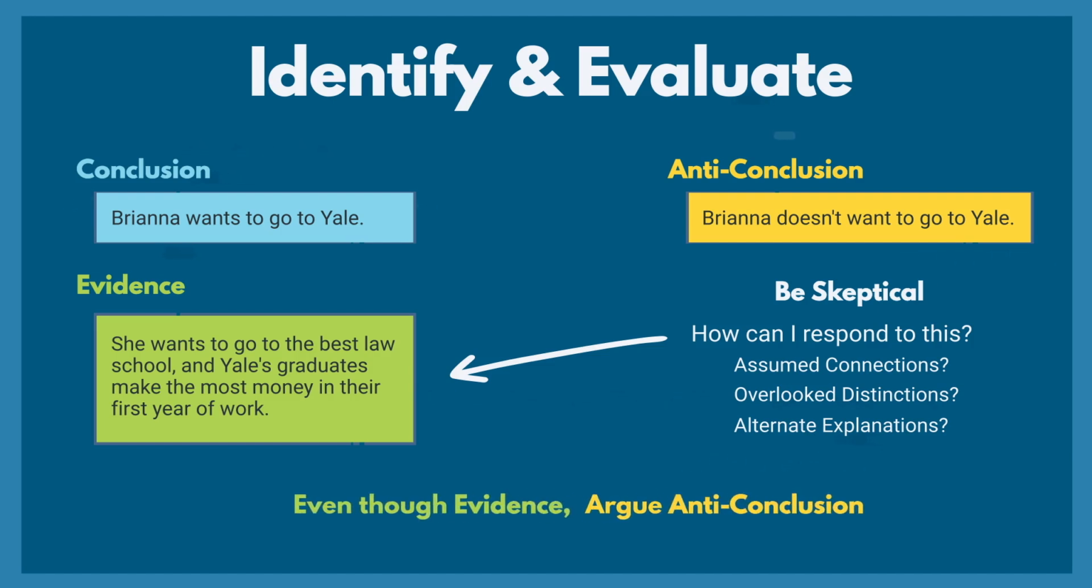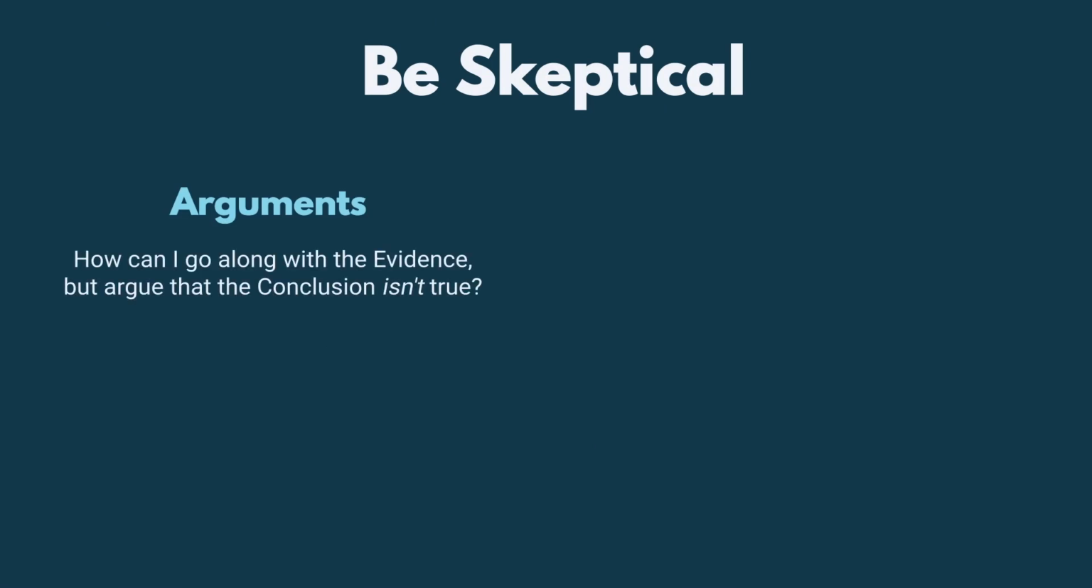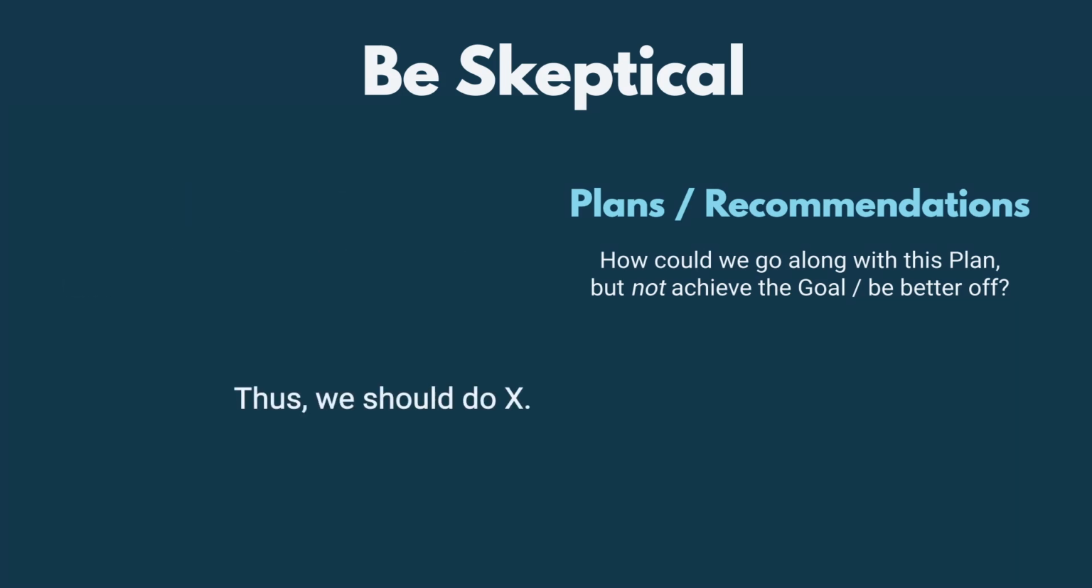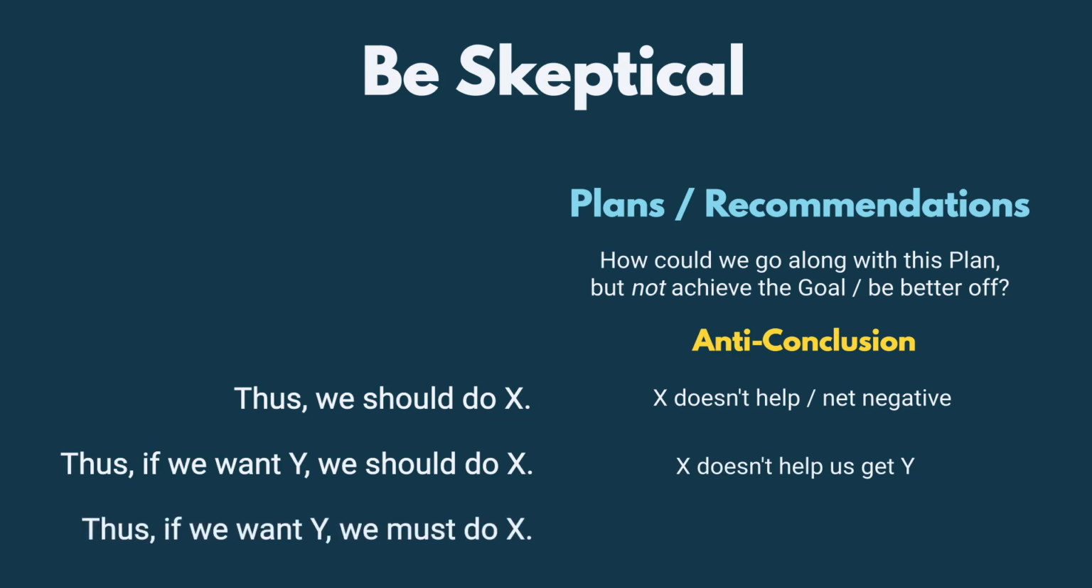The debating game that we're trying to play is that even though your evidence is true, I can argue your conclusion is wrong. So we'll be asking ourselves with arguments, how can I accept this evidence but still argue the conclusion's wrong? And with plans, we'll be saying, how could I go along with this plan but say we won't achieve the goal or won't be better off? If the author's saying we should do something, we'll try to argue, no, it would be a net negative. If they're saying, if you want Y, do X, we'll say, X doesn't help me get Y. And if they say, if you want Y, you must do X, we'll say, aren't there other ways to get Y?